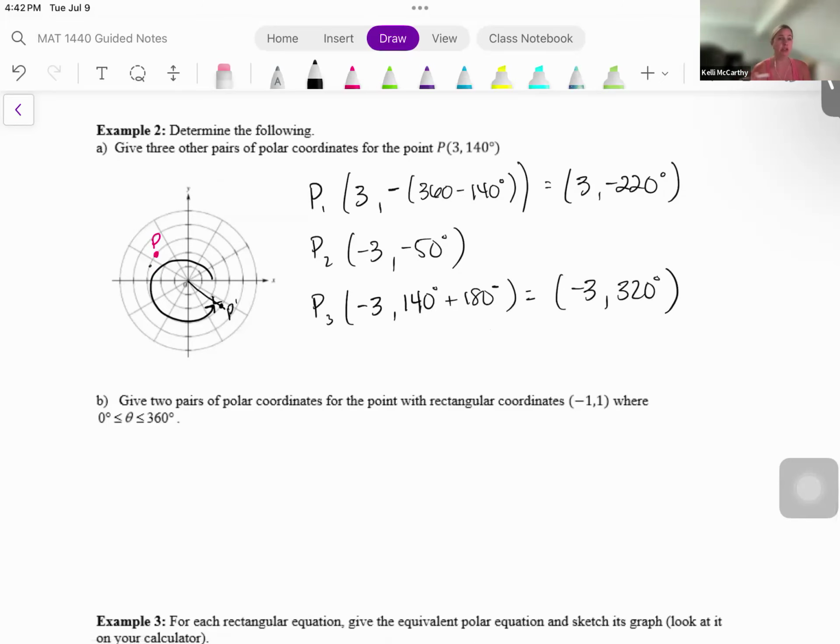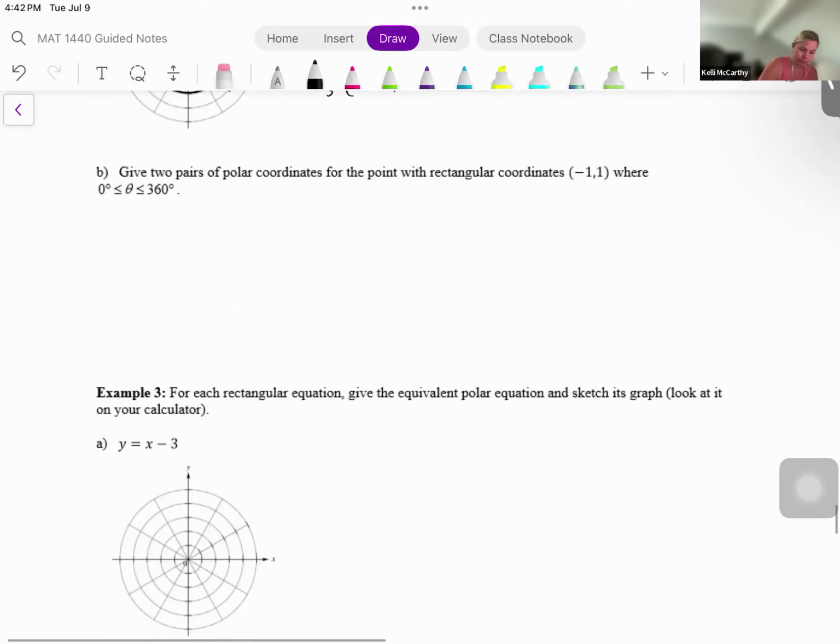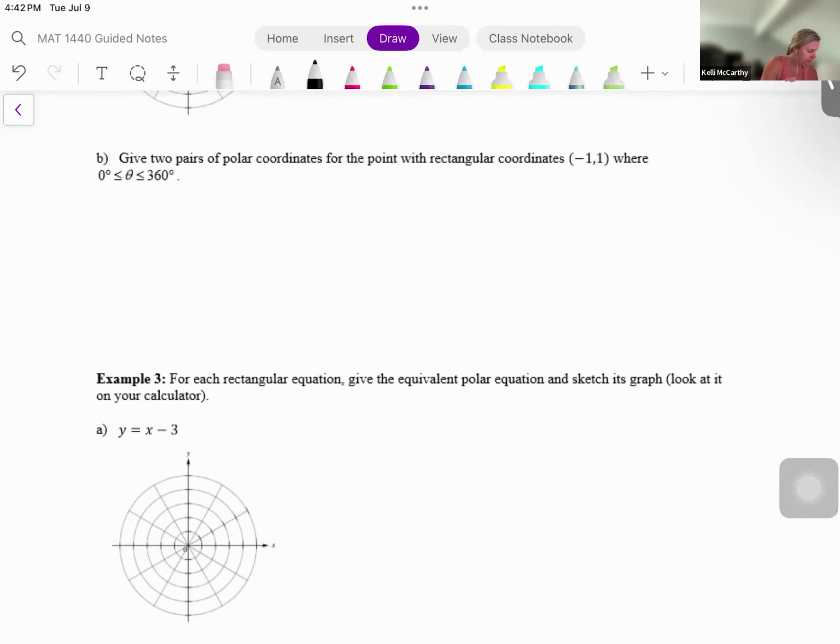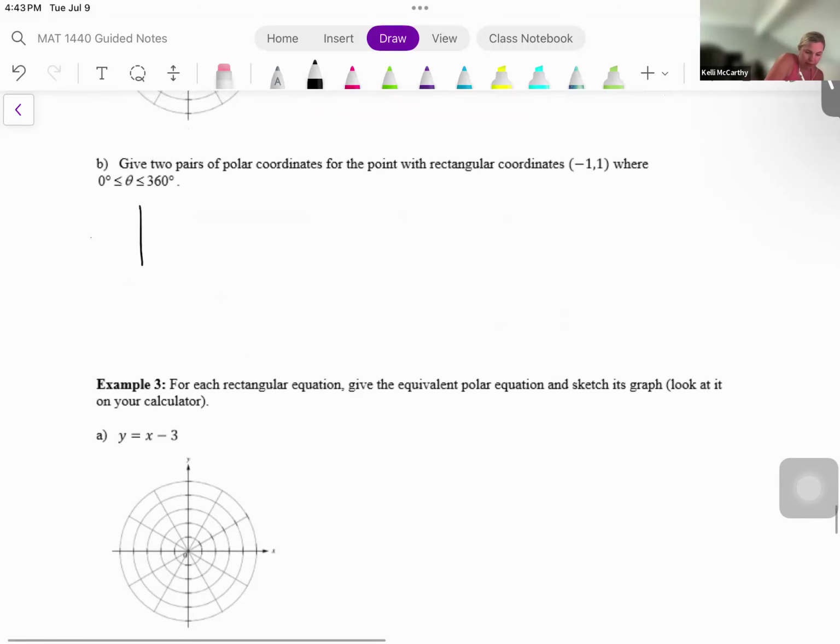Okay, in the next example, we're going to do a similar exercise. Now we're only giving 2 pairs of polar coordinates, but we want the angles to be between 0 and 360 degrees. So we're not going to include negative angles. All right, so we're given a rectangular ordered pair, negative 1, 1. So we need to figure out what r is, because that's the first value in all of these coordinates.